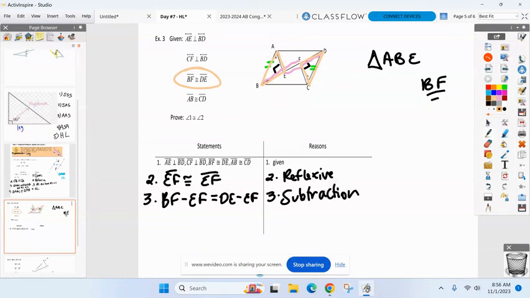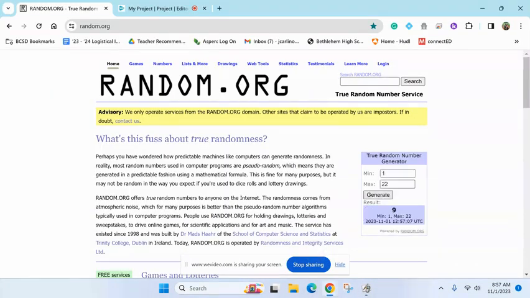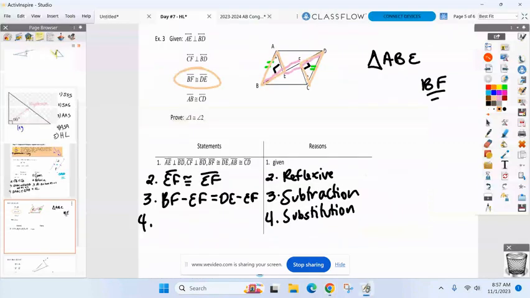I need to do the subtraction to get the sides. What always comes after subtraction or addition? Substitution. And what two sides now are going to be equal by this substitution? What two sides? BE and BE. What was the other one? FD. FB, the bigger one? Oh, FD. FD, thank you.